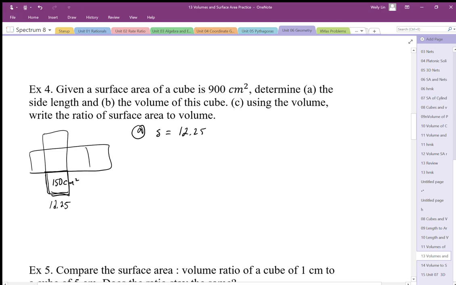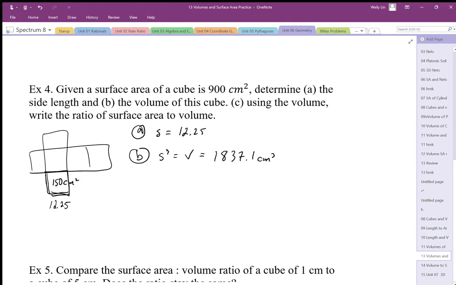Okay. So we're going to use this side length then to get the volume. We know this is a cube, so side length cubed is the volume of our cube. So I'm just going to cube this value, and I'm going to get 1,837 point something. So I'm just going to round that to 1837.1 centimeters cubed. Okay, so there's my volume. Okay, so once I get the side length, I can cube to get volume.